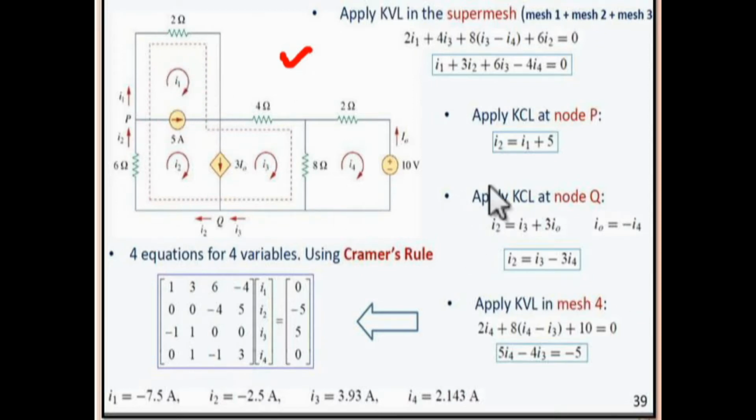Okay, this is the circuit and this is mesh number 1. As you can see over here, I1 is there, this is mesh number 2, this is mesh number 3, this is mesh number 4, and there is a 10 volt voltage source connected. This is the 10 volt voltage source, and this is the dependent source. This is a current dependent current source, and this is a 5 ampere current source connected.